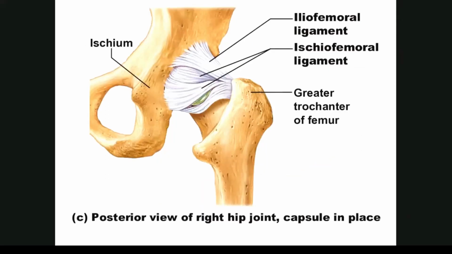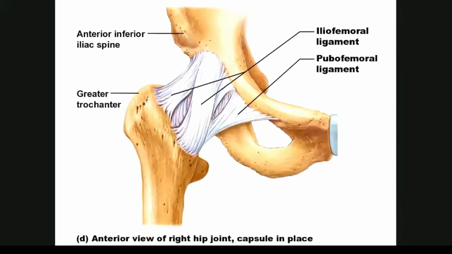Okay, here we have, this is our ischium here. We have the iliofemoral ligament, ischiofemoral ligament here. That's the greater trochanter of our femur. Here we have our iliofemoral ligament. So from the ilium down to the femur. This is our pubofemoral ligament because this is the anterior portion here. So this is the pubis. So from the pubis down to the femur.